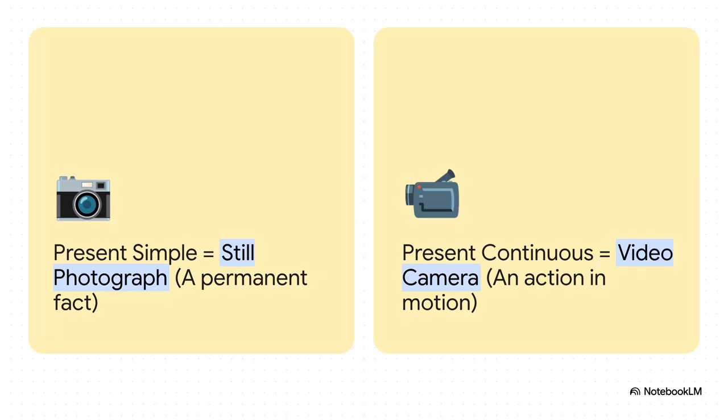Okay, so here's the big idea. Think of the present simple tense as your still photograph. Click. It captures a single permanent fact. Like saying the sun rises in the east. It's a snapshot. But the present continuous? That's your video camera. It's rolling, it's capturing things in motion, actions that are unfolding right now. It's all about filming the story as it happens, not just taking a single picture.